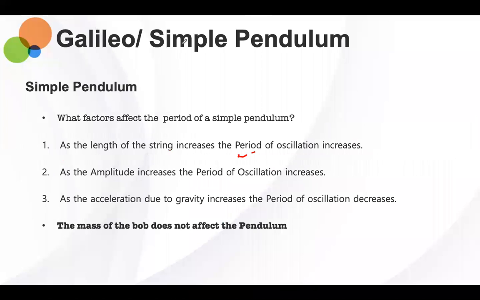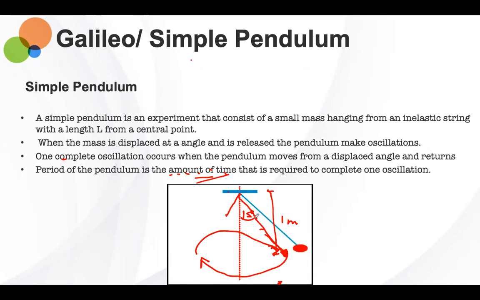Okay. So we said that the period of oscillation increases if the amplitude increases, right? If the amplitude is our angle here, and we move the angle from 15 to say 30 up here, the period of oscillation will increase.